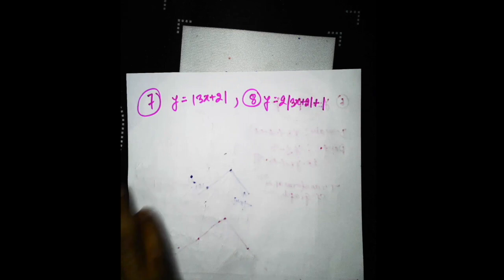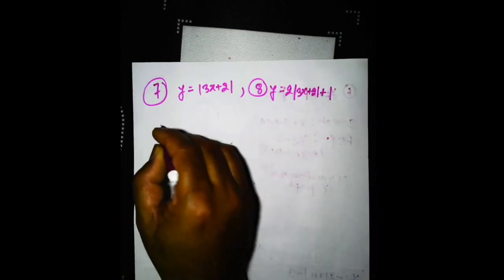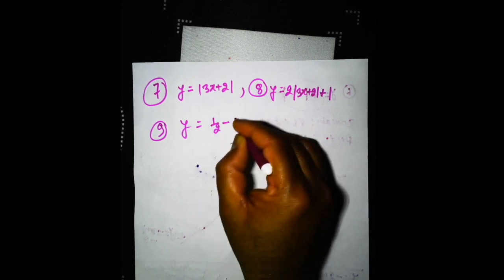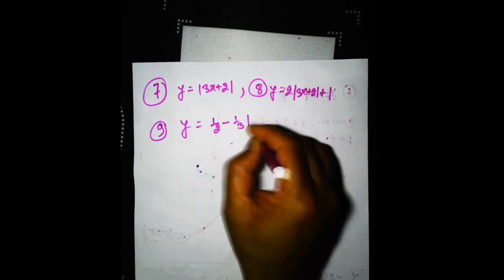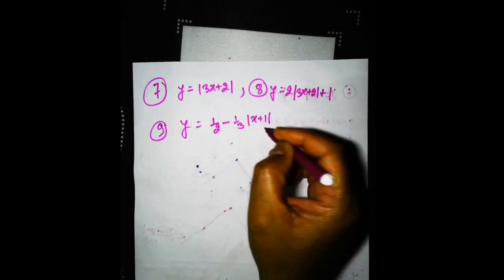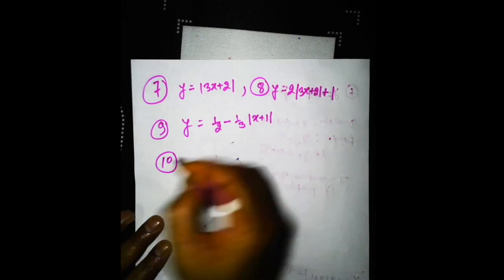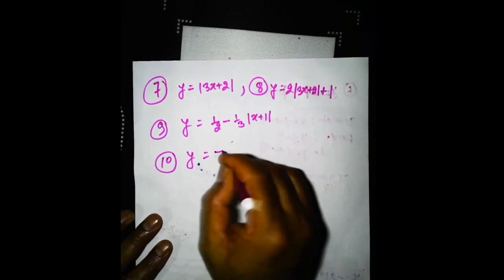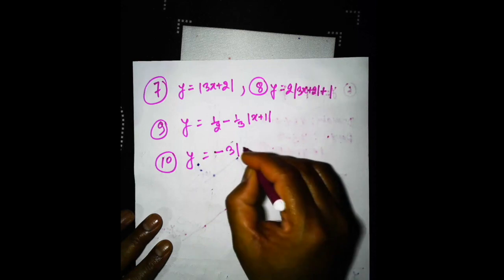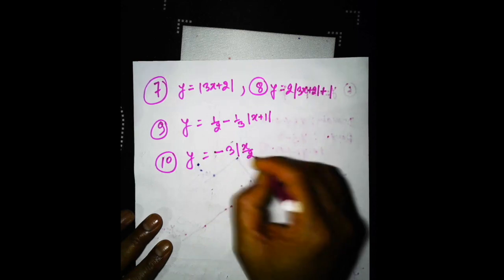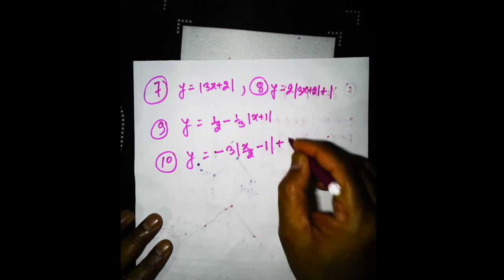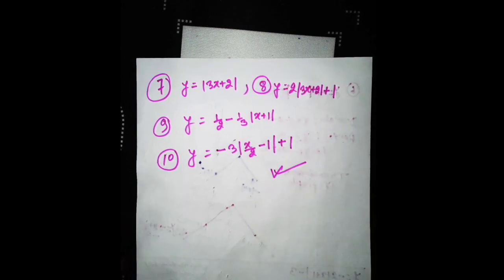And also y equals half minus 1 by 3 x plus 1. Question number 10, if you would like to try it, you can write minus 3x by 2 minus 1, plus 1. So try these questions as your practice work.